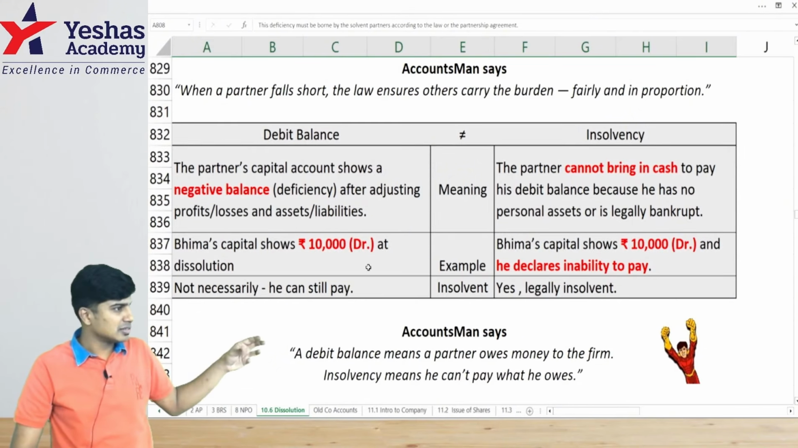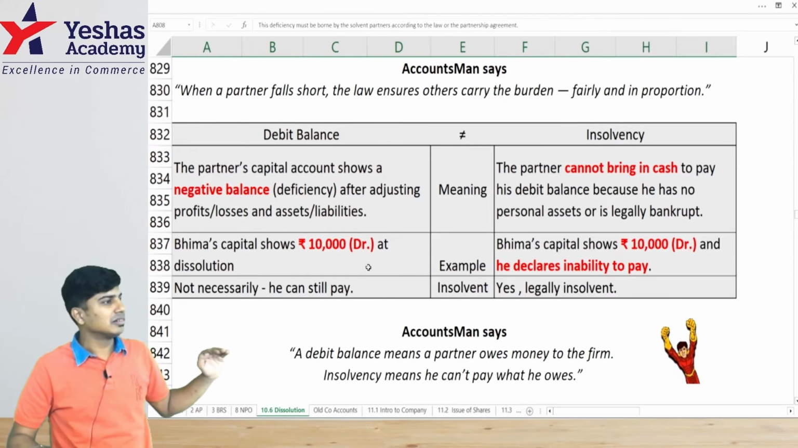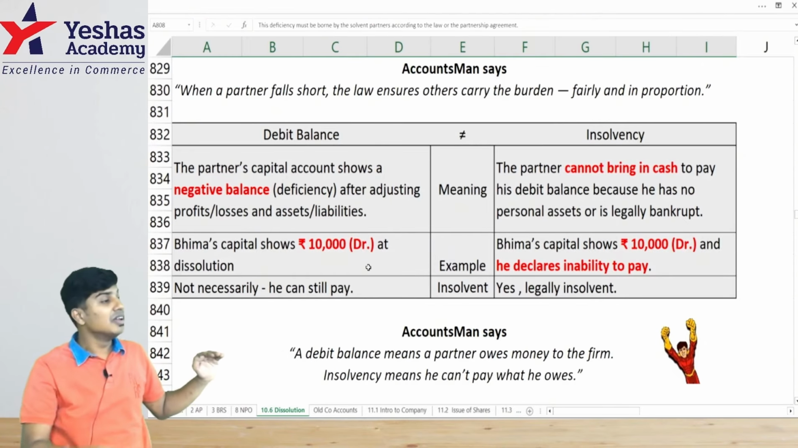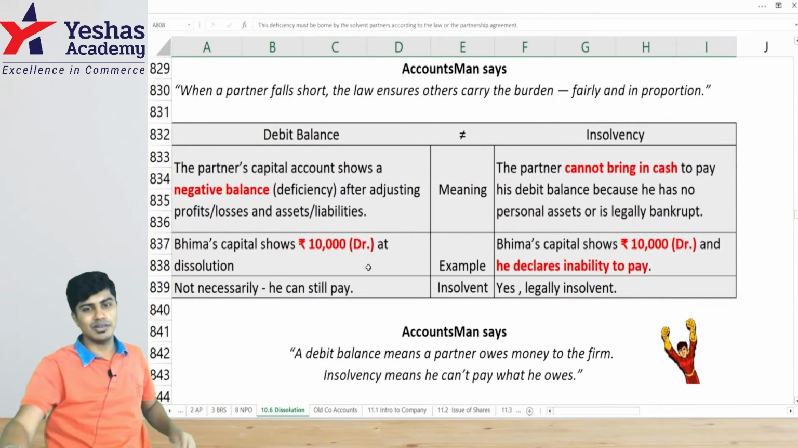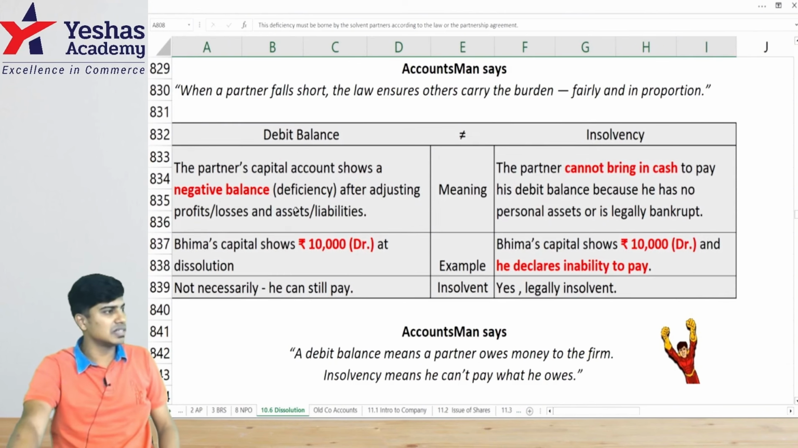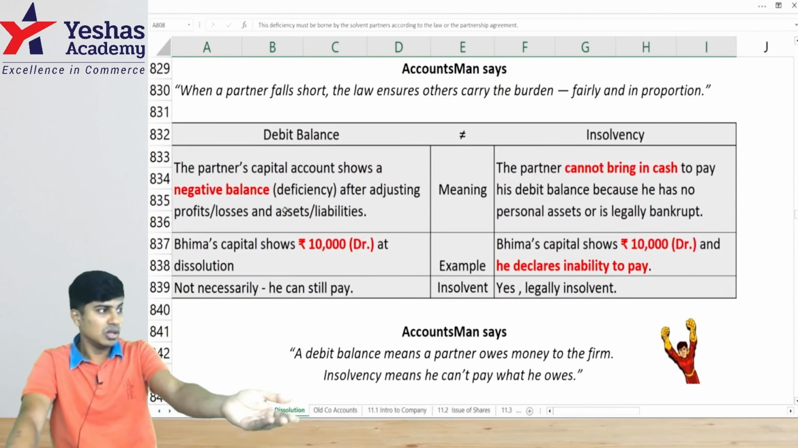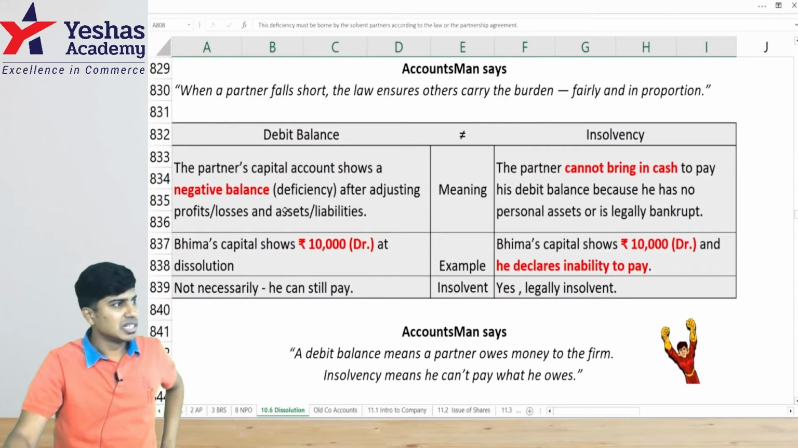Firm has loss. Loss makes your capital negative. You have money in your pocket. You might have made loss, but you are not insolvent. You have loss, you don't have money also, then you are insolvent. I gave you a small box to understand that debit balance and insolvency are not the same. Debit balance means insolvency, no. Debit balance is not insolvency. Did you understand this? Very nice.